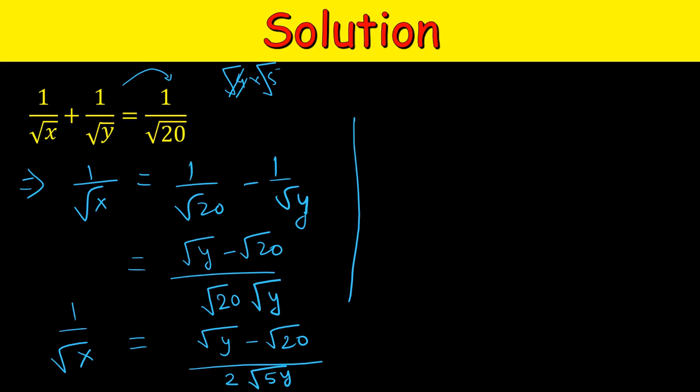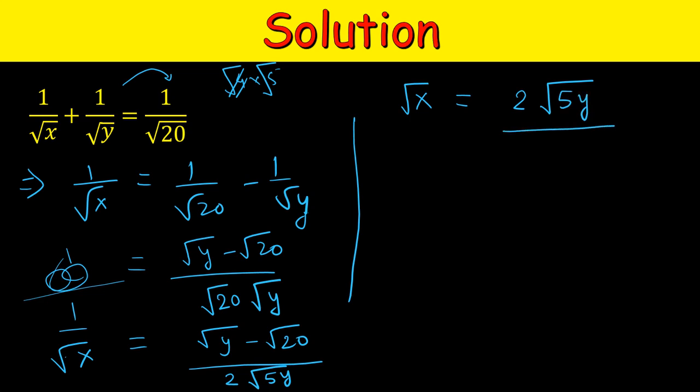This is 1 over square root of x. So let's take the reciprocal on both sides, that is, divide 1 by each side. So the denominator becomes the numerator and the numerator becomes the denominator. So square root of x equal to 2 root 5y divided by root y minus root 20. So this 5y.